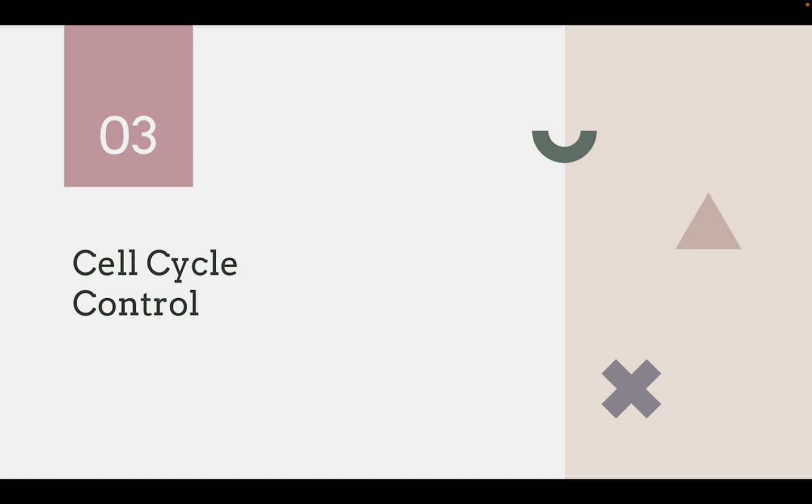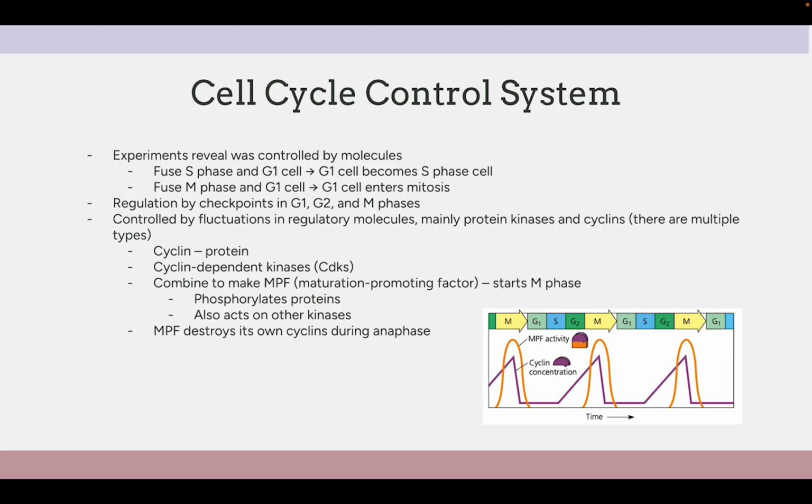And now we'll talk about controlling the cell cycle, because it's pretty powerful for a cell to be able to divide. It's necessary to keep that under control to make sure you're not forming too many new cells or not forming enough, stuff like that. So here is the cell cycle control system.